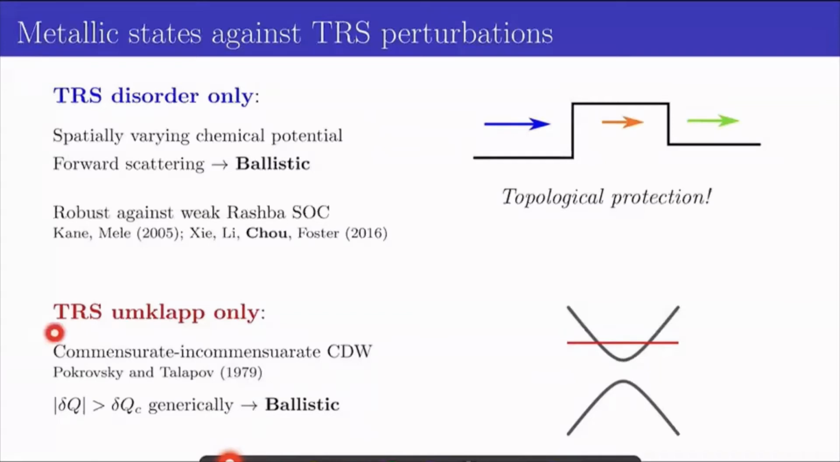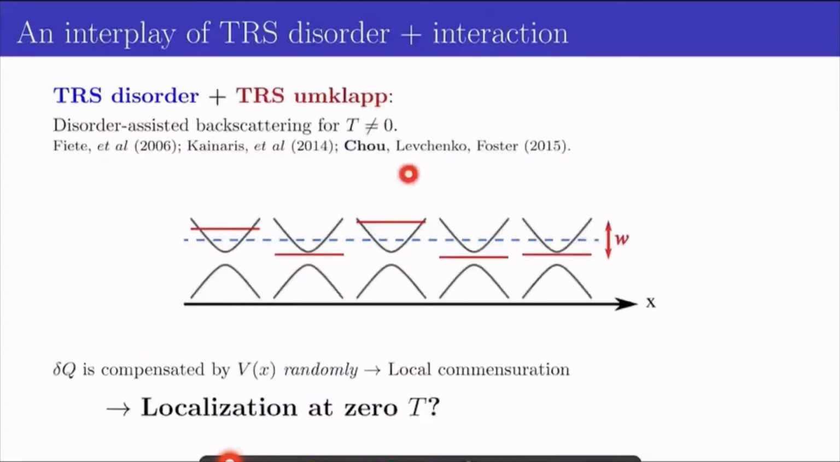Backscattering can be enhanced because the disorder will relax the momentum conservation. One simple way to understand this process at low temperature is through the figure here. We consider that the disorder is slowly varying, and for the dispersion at the Dirac point, the Umklapp term opens up an interacting gap.